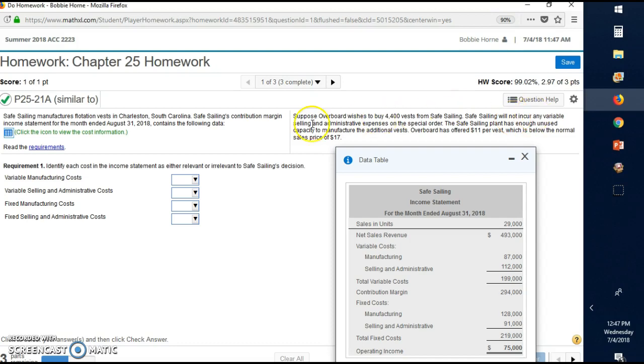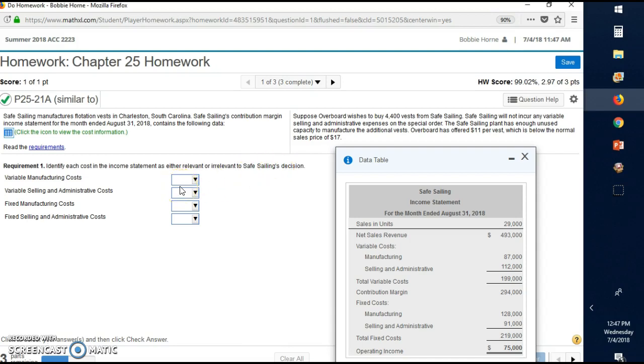Safe Sailing will not incur any variable selling and admin costs on the special order. The Safe Sailing plant has enough unused capacity to manufacture the additional vests. Overboard is offered $11 per vest, which is below the normal sales price. Identify each cost in the income statement as either relevant or irrelevant to Safe Sailing's decision.